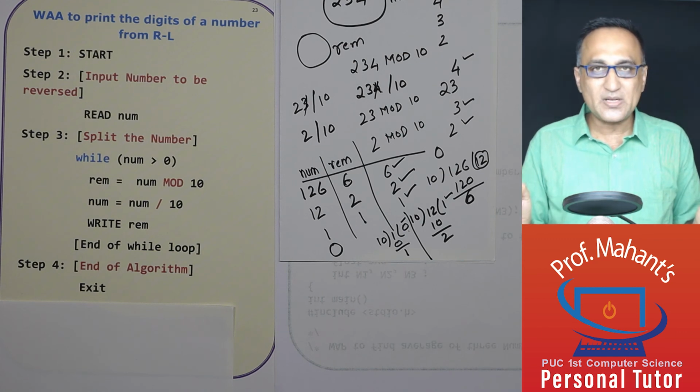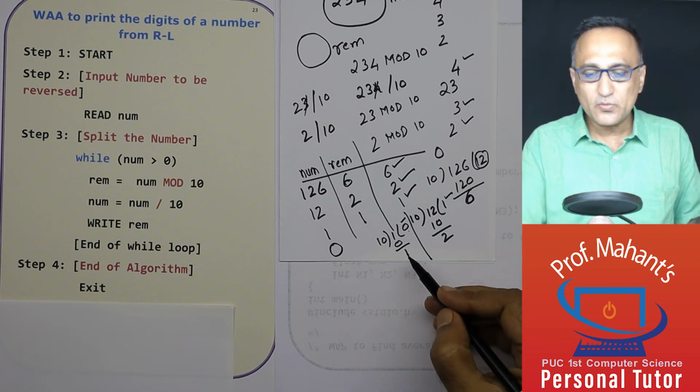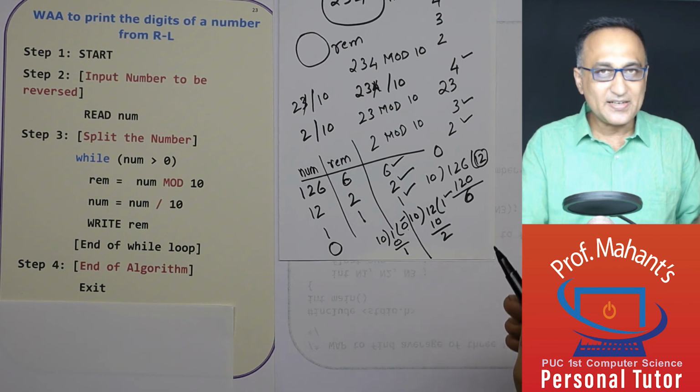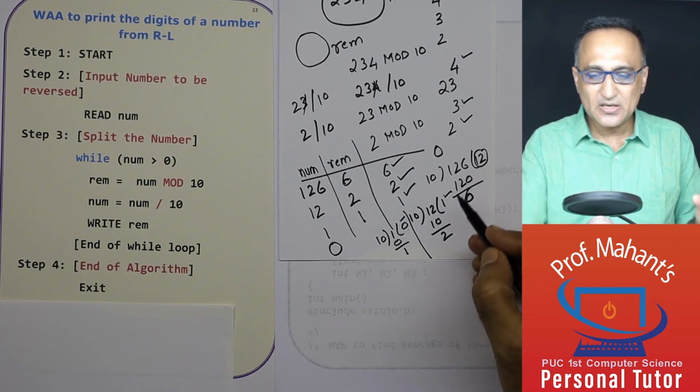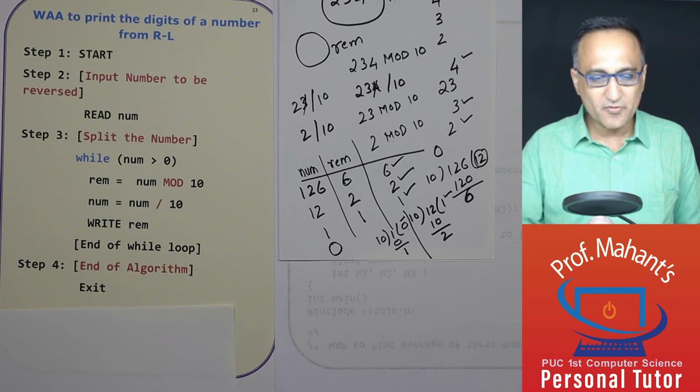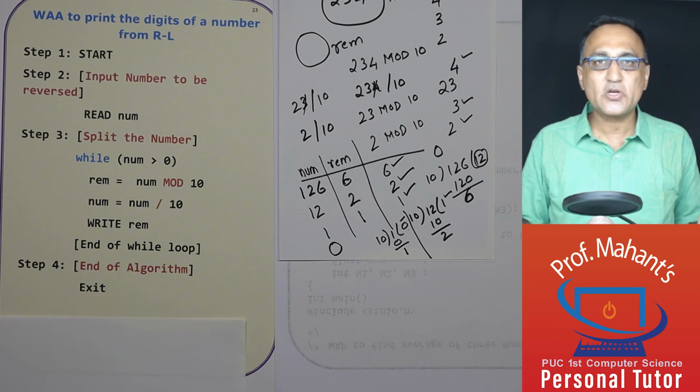So the moral of the story here is that the mod gives you the remainder, and the division operator gives you the quotient. You should know when to use the division operator and when to use the mod operator. I hope you have really understood how this particular process works.